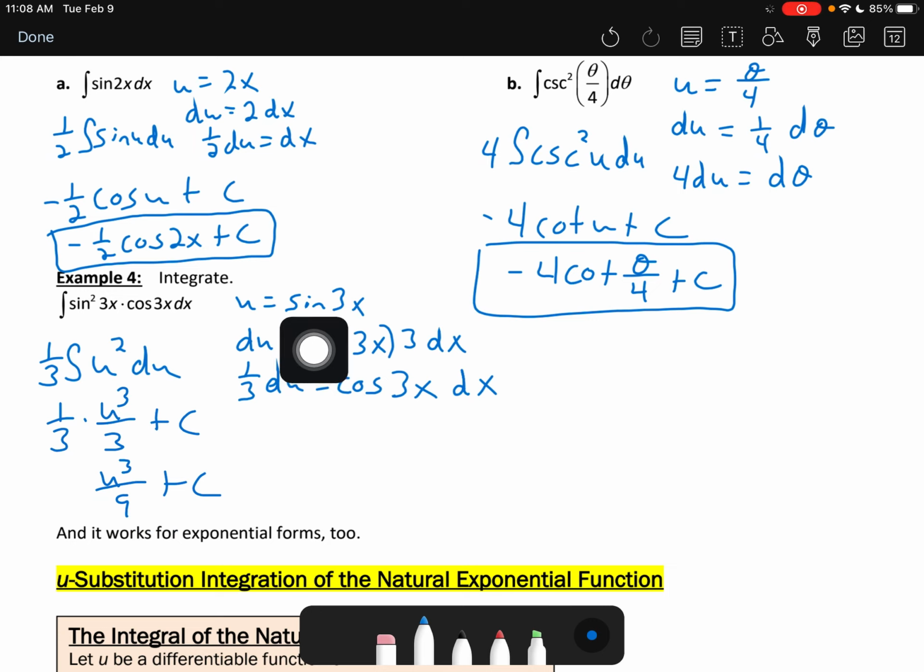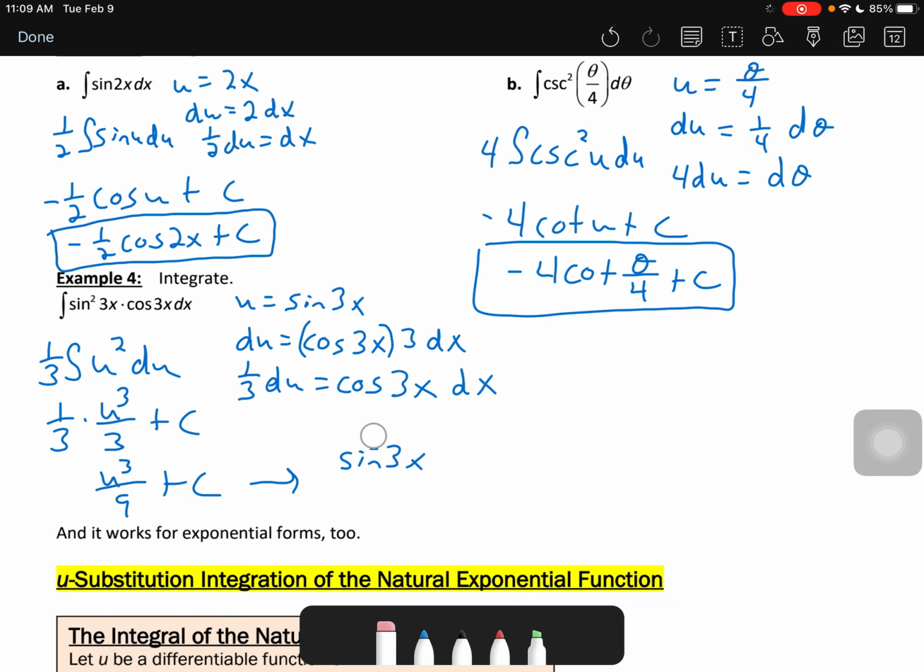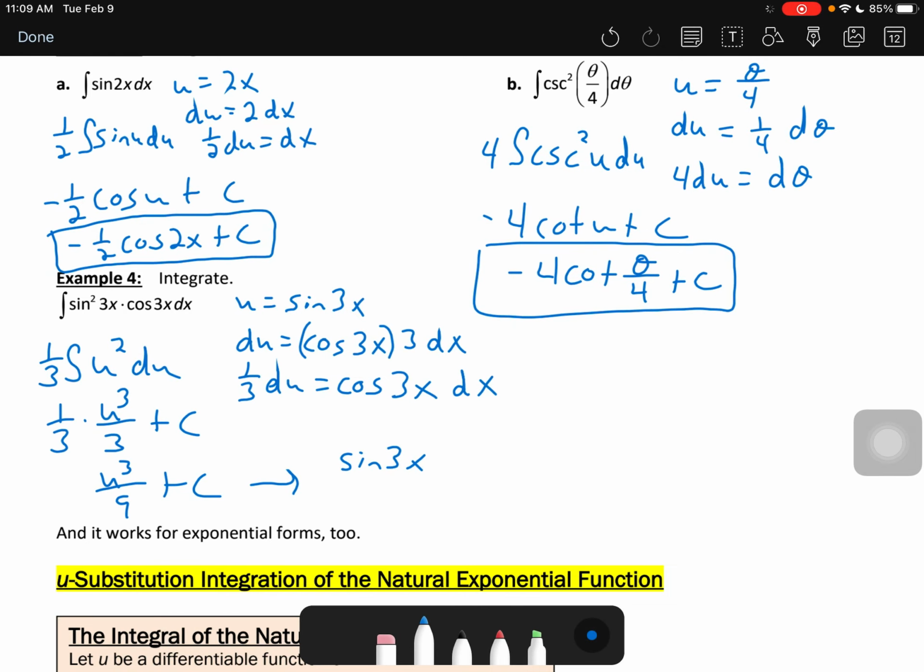And the u is sine of 3x. So when I substitute that back in, I get sine 3x to the third power. You know, I could put it here, sometimes that gets a little confusing. I'm just going to be safe and say it's to the third power like that, over 9 plus c.